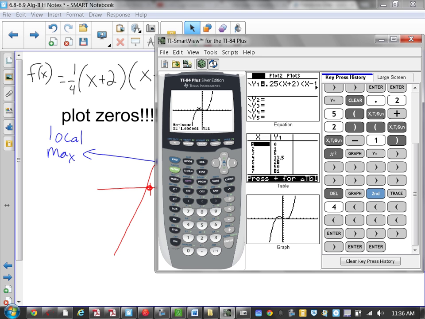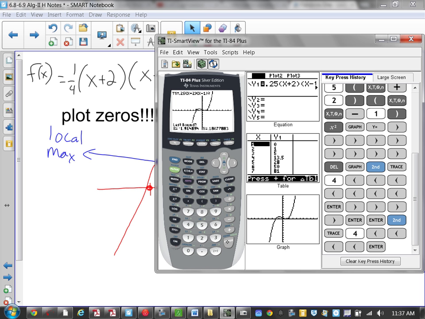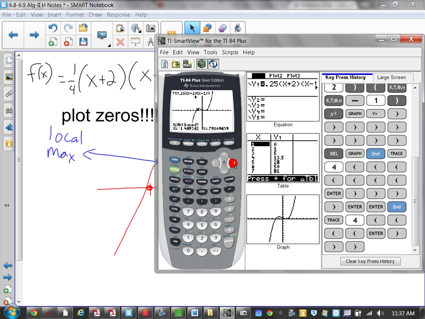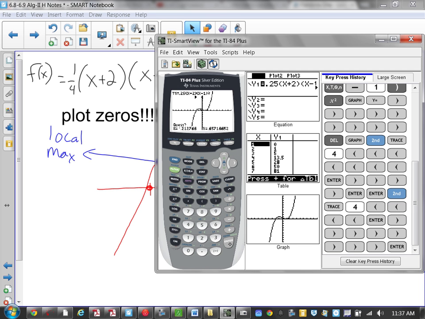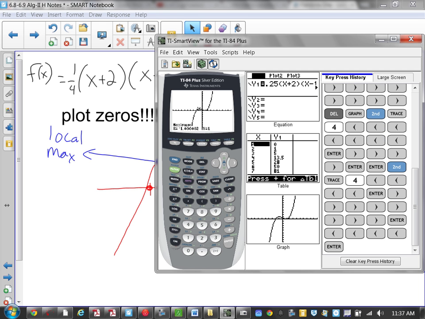When it says guess, you can just hit enter. What the guess value does is, let me show you. In this case, if I hit second calculate, I want to go to a maximum again. I select my left boundary, and then the right boundary. Now the guess, it wants you to move your cursor a little bit closer to the middle, and then it's going to approximate a little bit better. That's all.